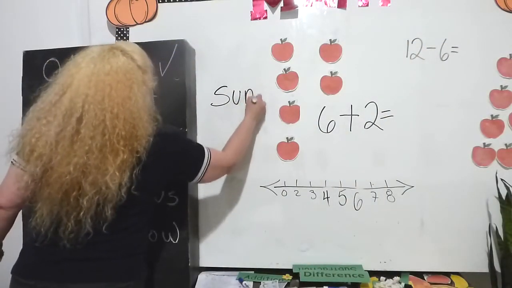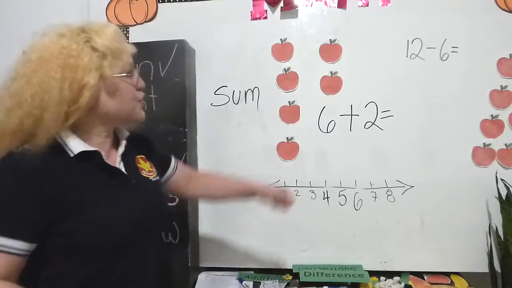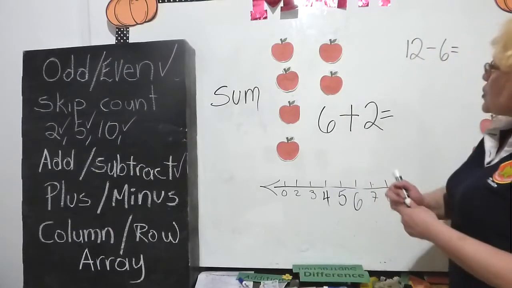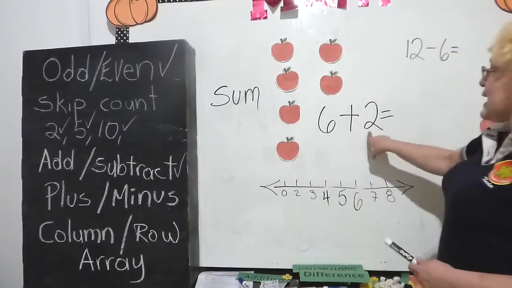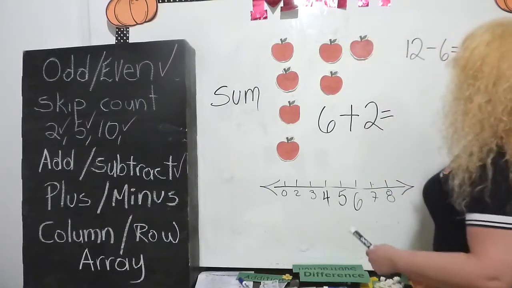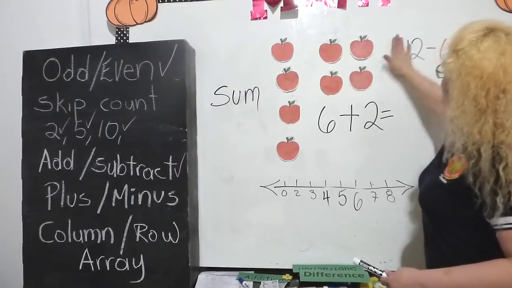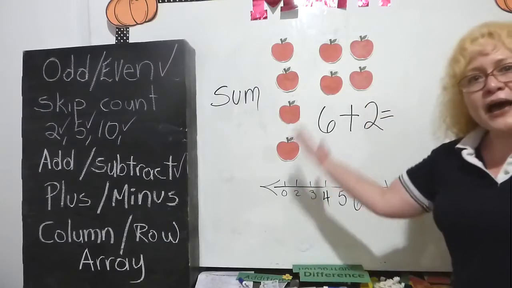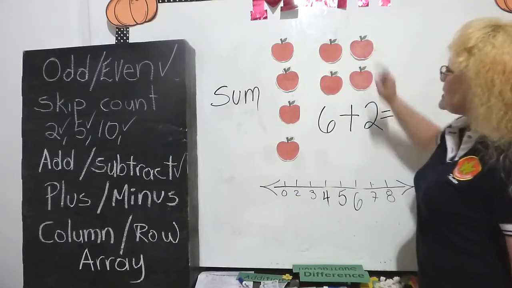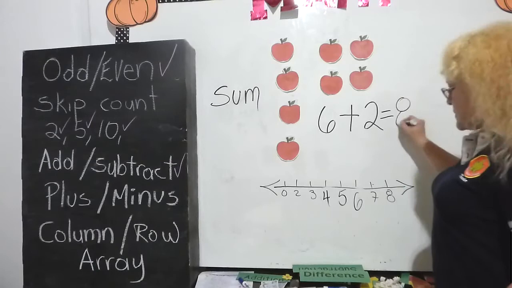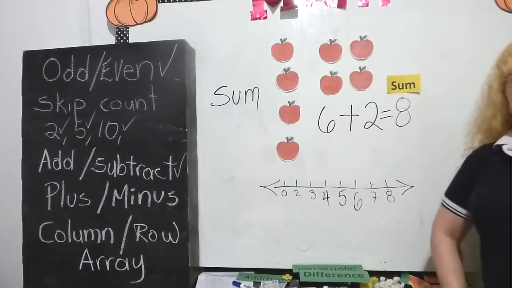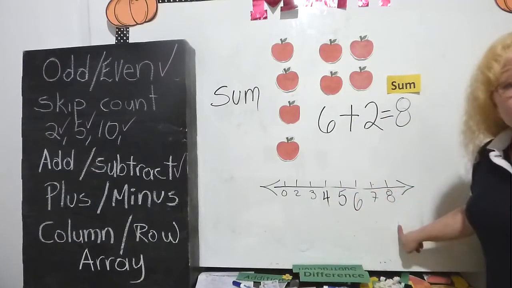Sum is the answer of an addition. I need to find the sum. So I have 6 apples here, and I have to add 2. Okay, 1, 2. How many apples do I have? Now, 1, 2, 3, 4, 5, 6, 7, 8. So my sum is 8.